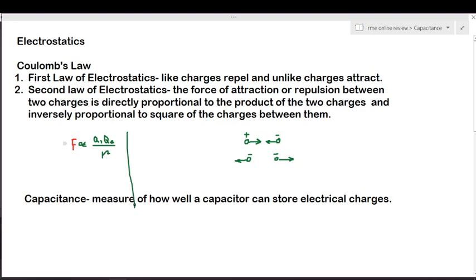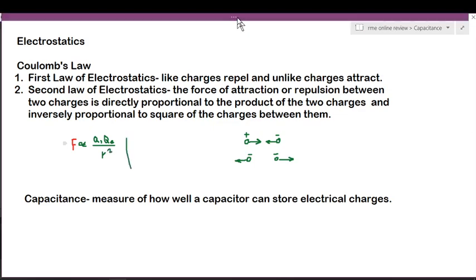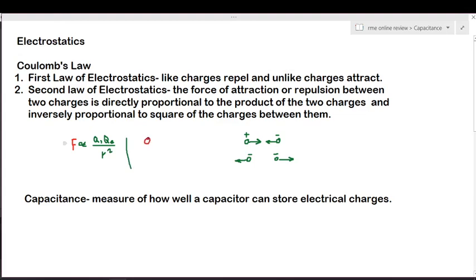So if I'm going to make a representation of this one, R squared, okay. So for example, if we have two charges here, charge Q1 and charge Q2. So the force, for example, if they are unlike charges, the Q1 is a positive charge and Q2 is a negative charge, so they will attract each other. So the force of attraction that exists between the two is described by this formula, and the distance between them is the R.